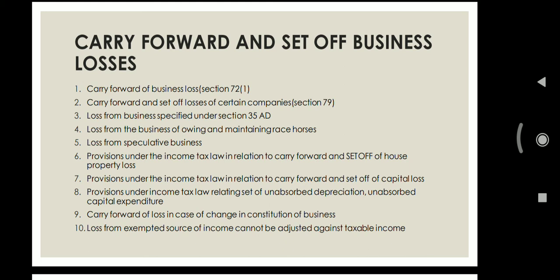Okay. The sixth case is the provisions under the income tax law in relation to carry forward and set off of house property loss. If a loss occurs in the income from house property, it cannot be fully adjusted in the year in which the loss is incurred. The unadjusted loss can be carried forward to the next year.